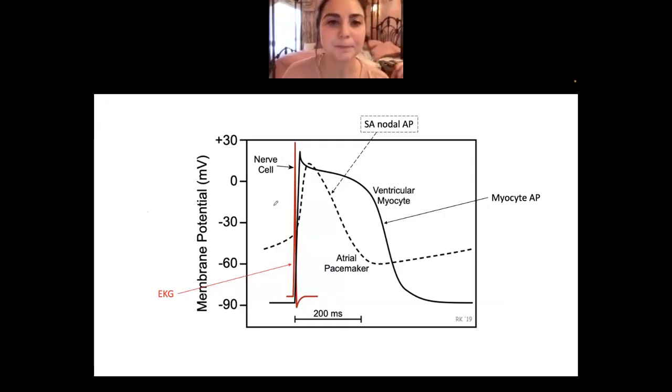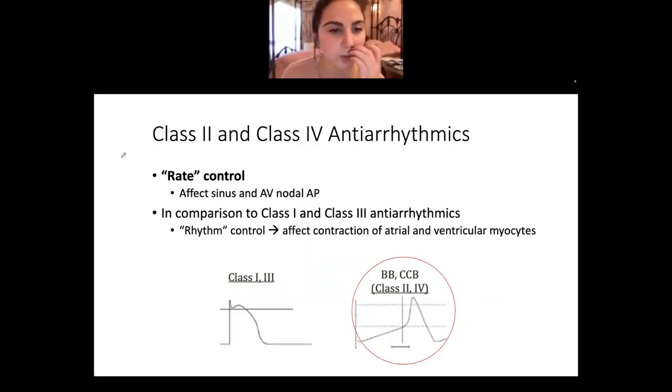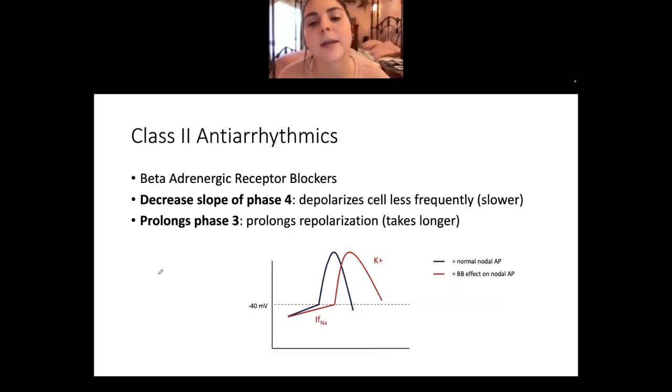So this is what I was talking about. I had a better labeled one. Remember, your SA node looks like these are all happening super quickly at the same time, but this can all be superimposed on an EKG strip. Okay, so class 2 and class 4s are your rate controllers: sinus node, AV node, any nodal cell action potential they can affect. So we're working with this action potential now: the funny current, the calcium, and then the potassium.